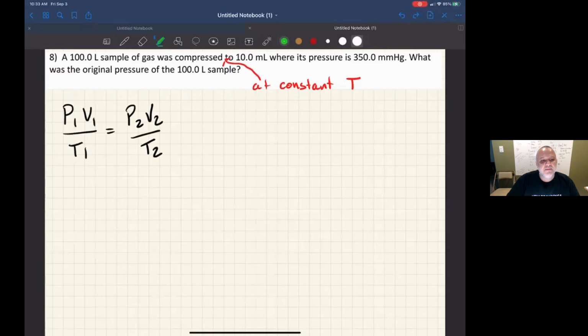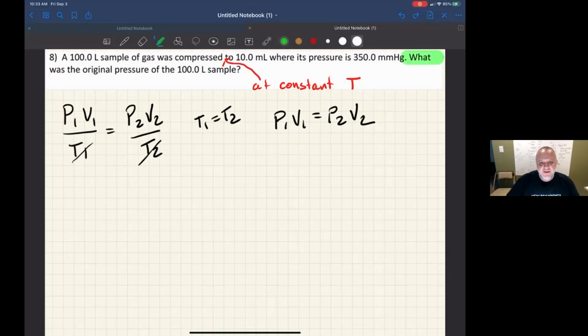So let's write down the combined gas law. P1V1 over T1 equals P2V2 over T2. And what does constant temperature mean? It means T1 equals T2, so they cancel. Let's rewrite it: P1V1 equals P2V2.